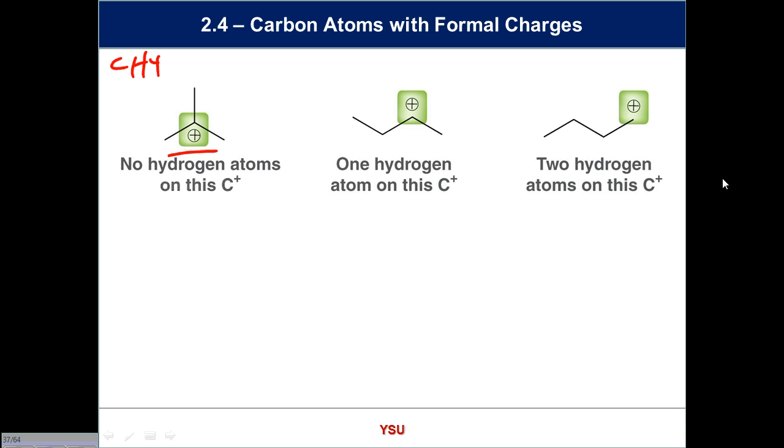If it's become positive and it's lost a bond, what do you think happened to that bond? Did the electrons go away, or did the electrons get absorbed in? They went away, because you lose negative stuff, you become positive. So how many electrons do you think are around that central carbon? Keep going. It's got 3 bonds with 2 electrons each. Hey, there we go. Right?